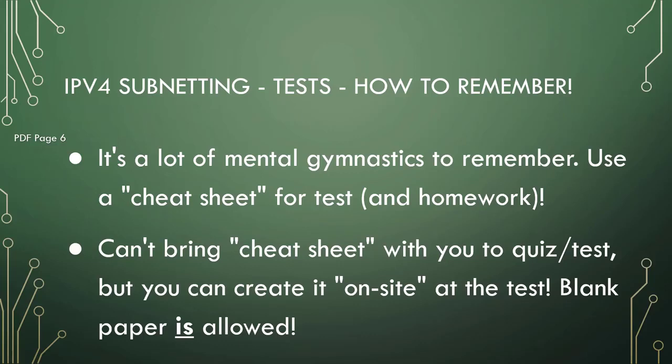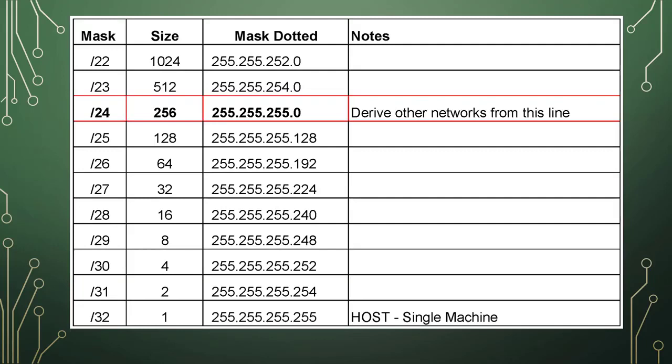The fact is, for a quiz or a test, you can't bring it with you. That's cheating. However, I can derive what I need on site. Grab a blank piece of paper, write down the one thing you can remember, and start deriving from there. And in this case, I've highlighted it and put it in red, the /24. I can remember that a /24 is 256 addresses.